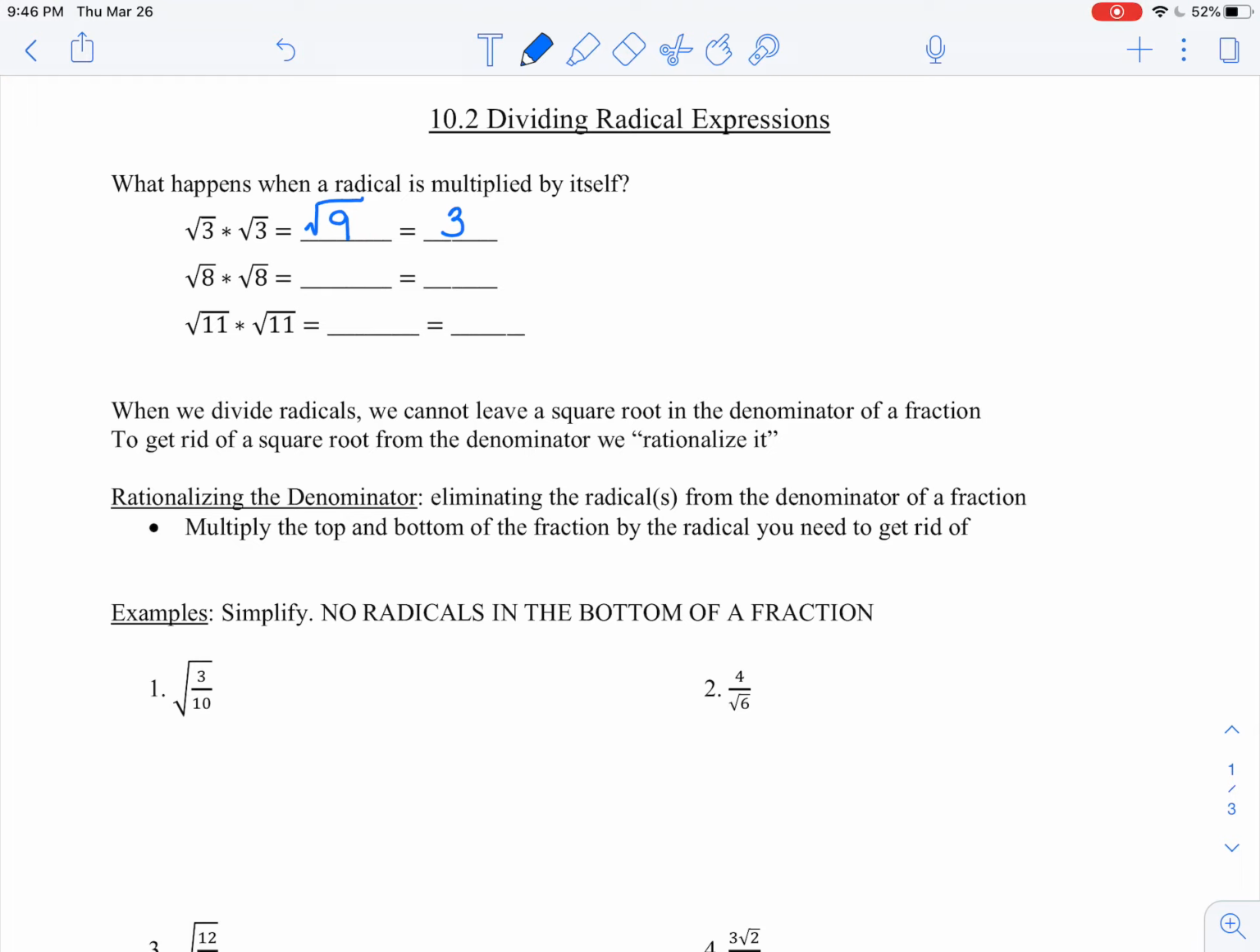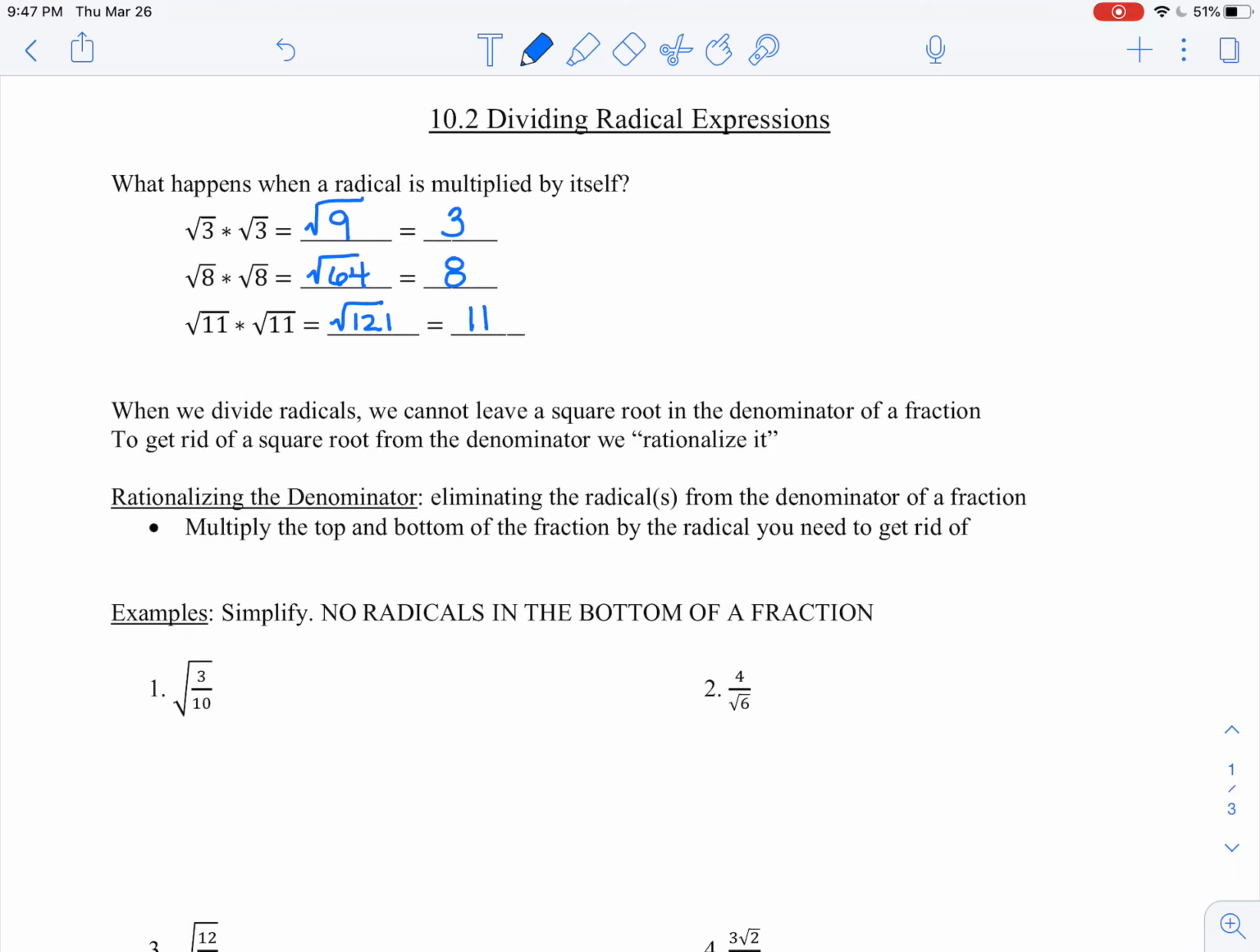When we multiply the square root of 8 times the square root of 8, we get the square root of 64. But again, 64 is a perfect square number. Its square root is 8. When we multiply square root 11 times square root 11, we get the square root of 121. Again, 121 is a perfect square number. Its square root is 11.